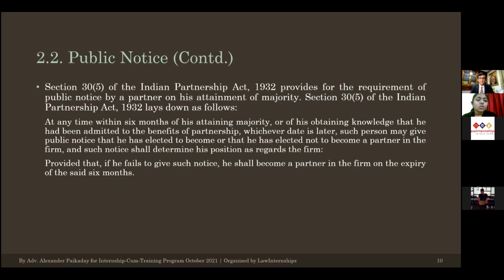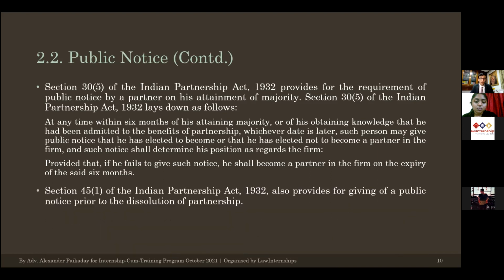We can also see that under section 30 clause 5 of the Indian Partnership Act of 1932, there's a requirement of a public notice by a partner for attainment of majority rights. Now, there's also one more in the Partnership Act, under section 45 clause 1, which says to give a public notice prior to a dissolution of a partnership.